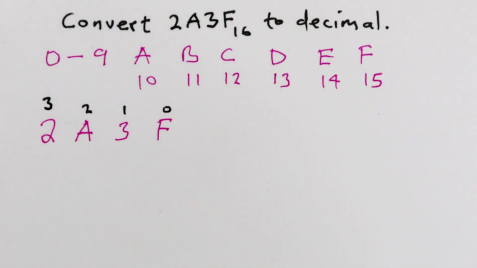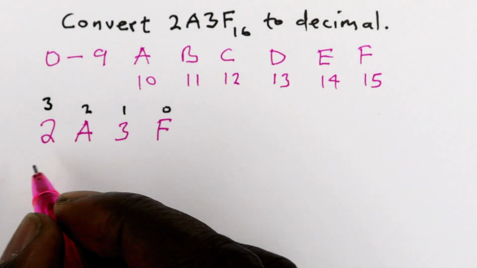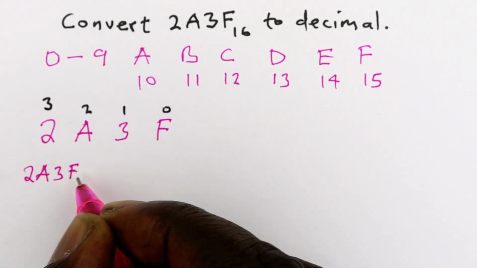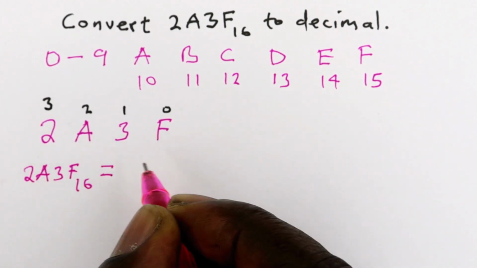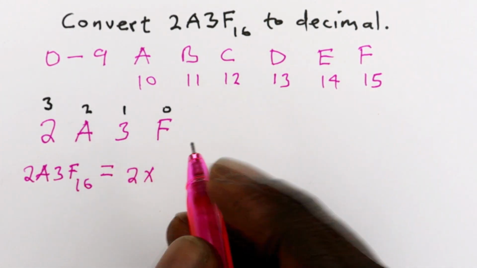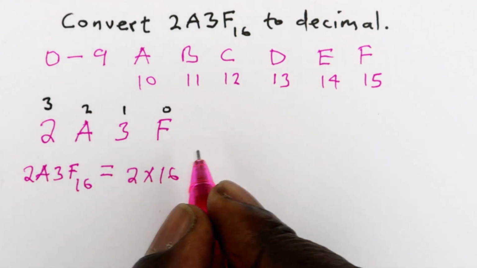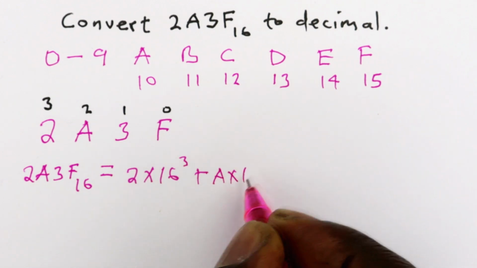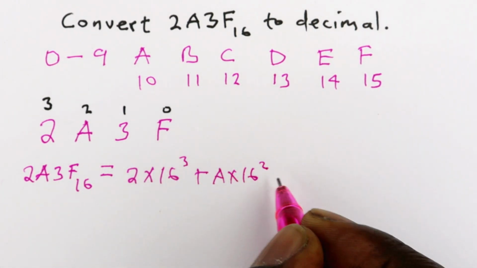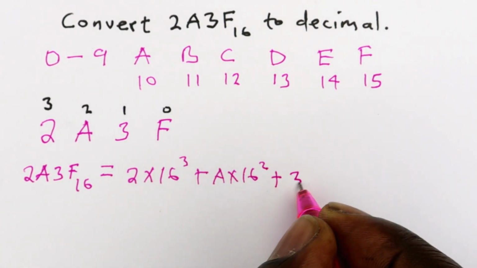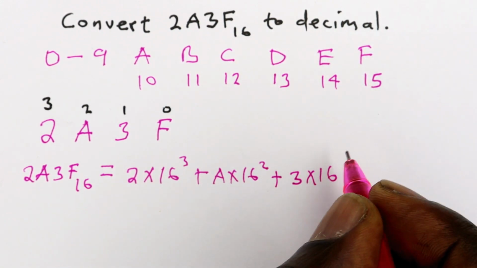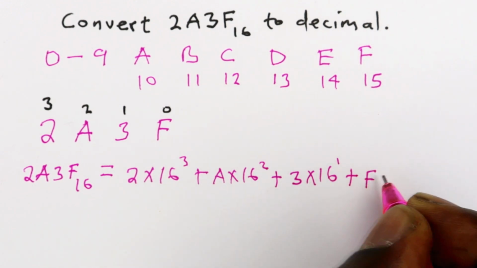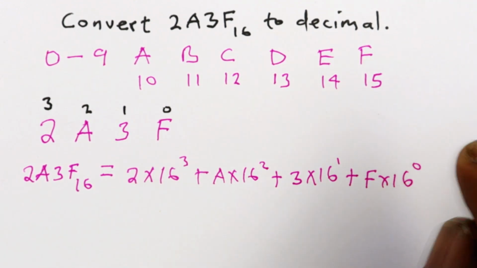So let us now convert this to decimal. To convert this to decimal, we have 2A3F base 16, which will be 2 times the base, and the base is 16, raised to power 3, plus A times the base raised to power 2, plus 3 times the base raised to power 1, plus F times the base raised to power 0.